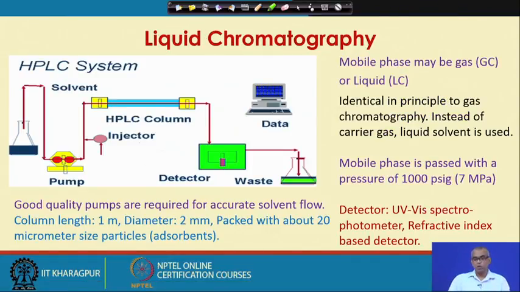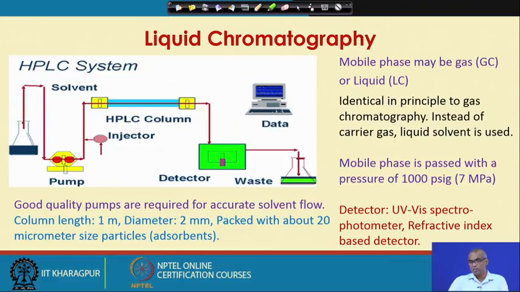The liquid chromatography, let us discuss now. Liquid chromatography is identical in principle to gas chromatography. Instead of carrier gas, liquid solvent is used.